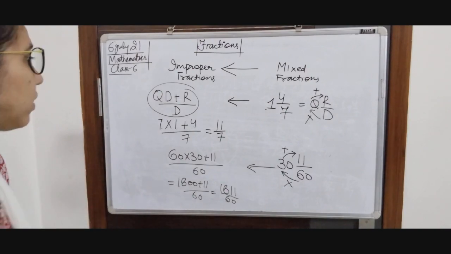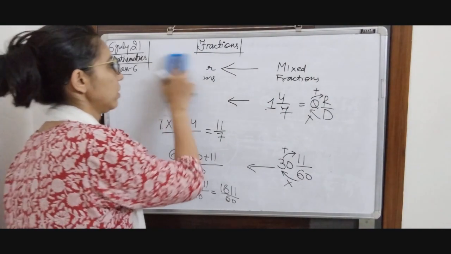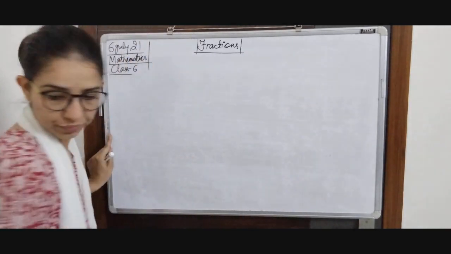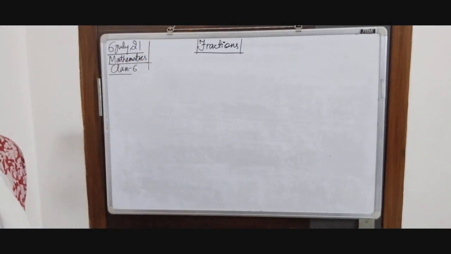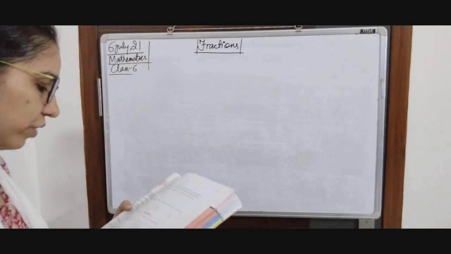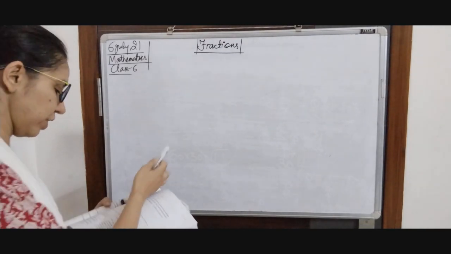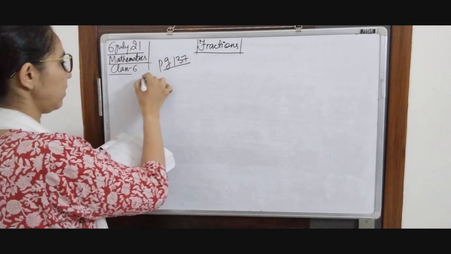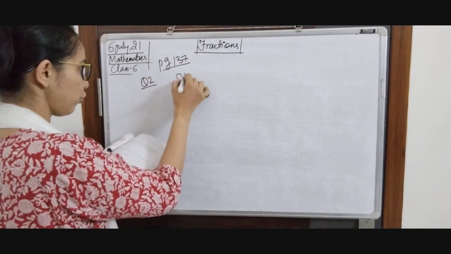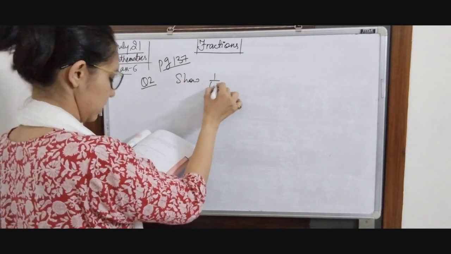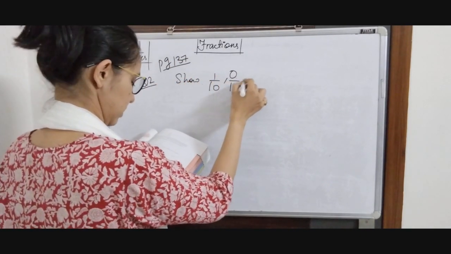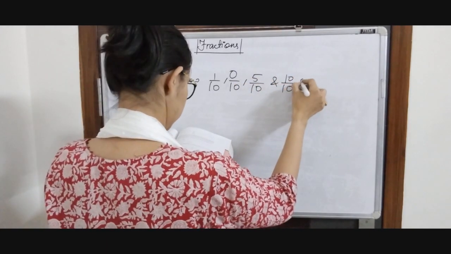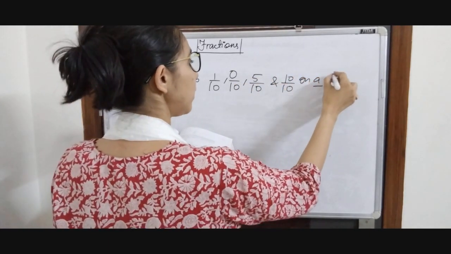Try these. We have to show 3 by 5 on a number line. That we have done already. We are going to do page number 137, Try these, question number 2. We have to show 1 by 10, 0 by 10, 5 by 10 and 10 by 10 on a number line, okay?